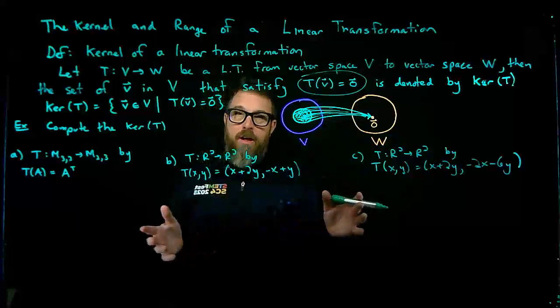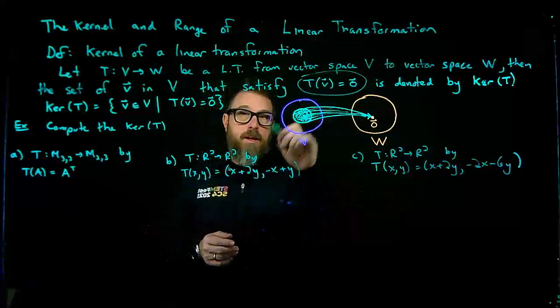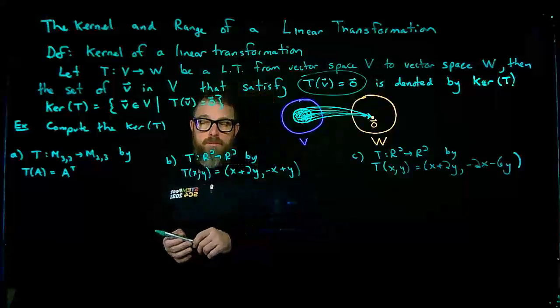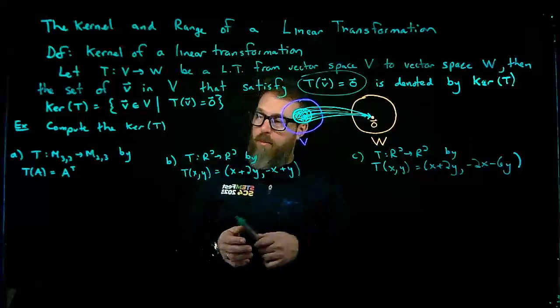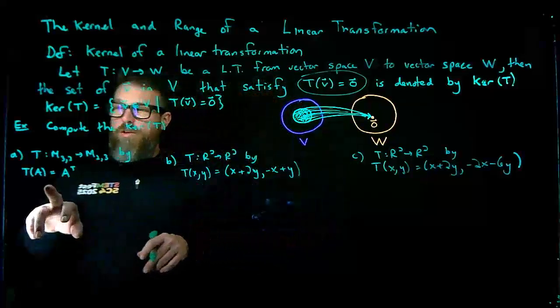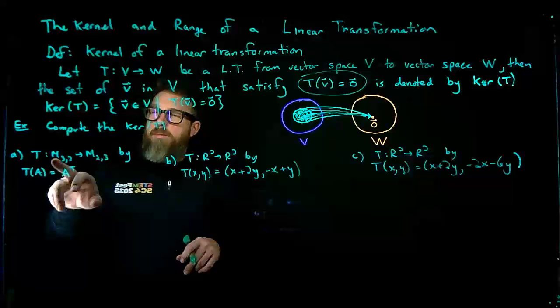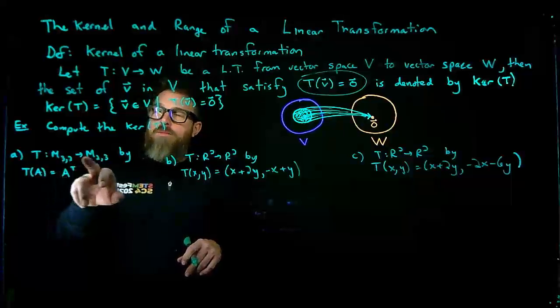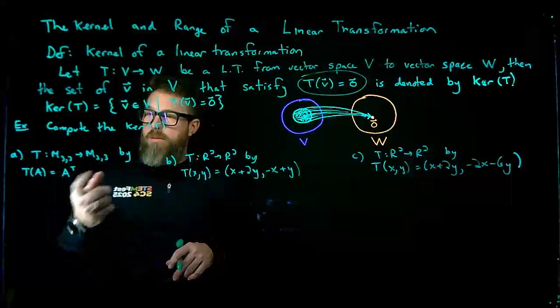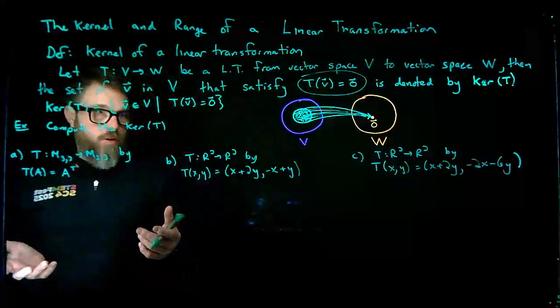So let's have a look at a couple of examples. Now, it doesn't have to be a space bigger than the trivial space, but sometimes it could be. So let's start out with this linear transformation. We're going to go from 3 by 2 matrices to matrices of 2 rows, 3 columns simply by the transpose. And I'm trying to find the kernel of this.